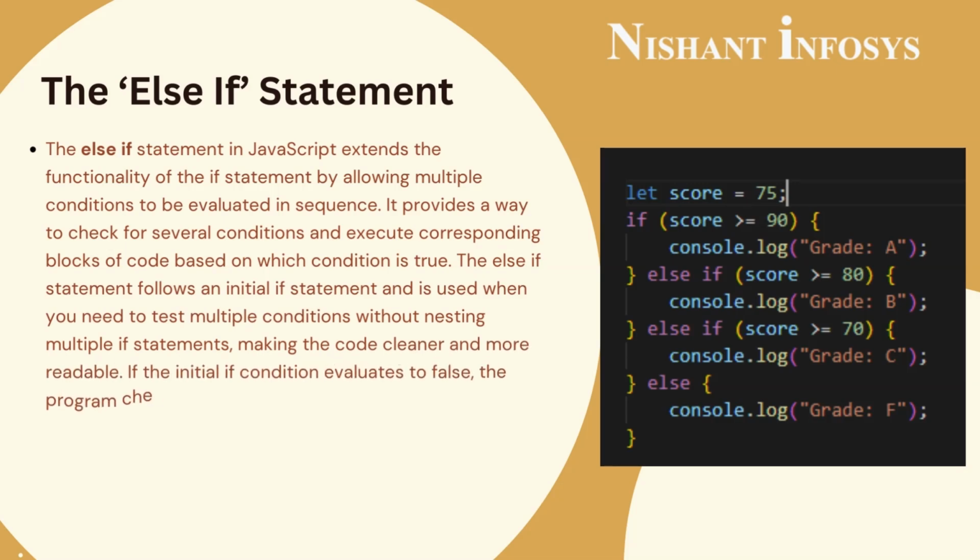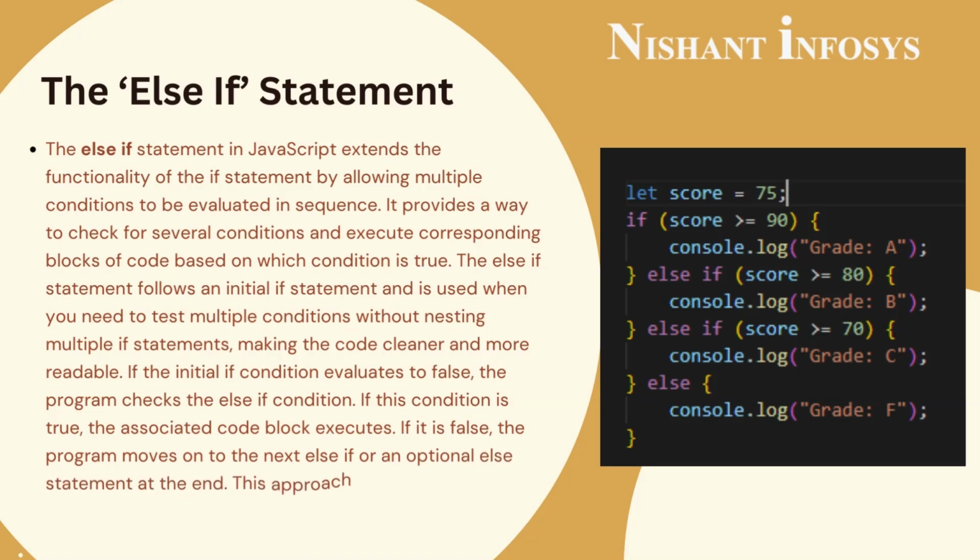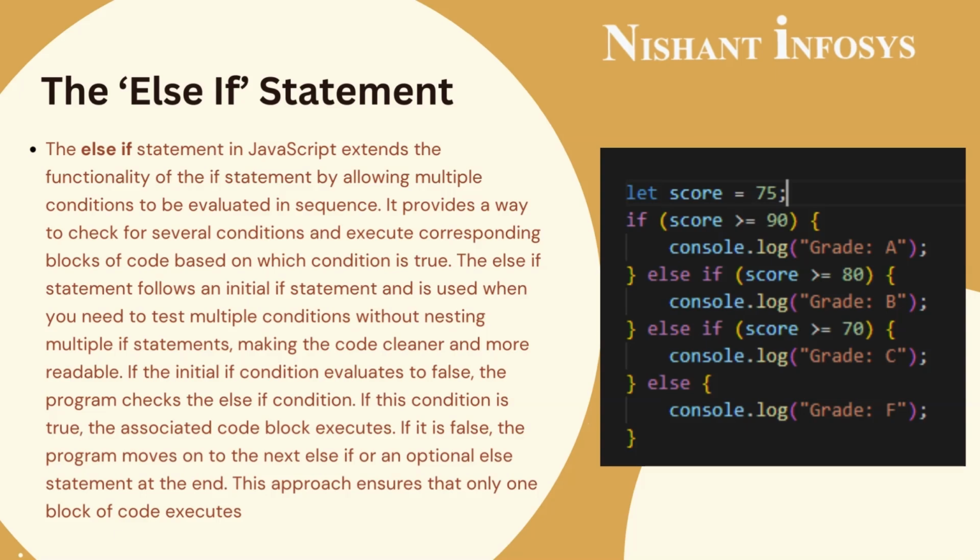If the initial if condition evaluates to false, the program checks the else if condition. If this condition is true, the associated code block executes. If it is false, the program moves on to the next else if or an optional else statement at the end. This approach ensures that only one block of code executes. The code snippet is an example showing how multiple conditions can be executed with the help of the if-else-if ladder.